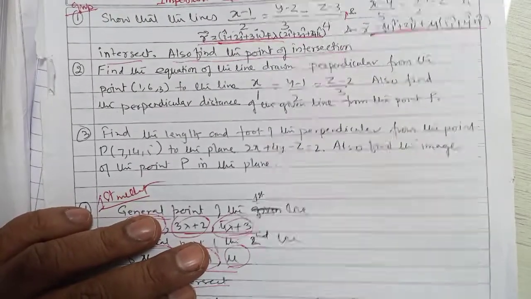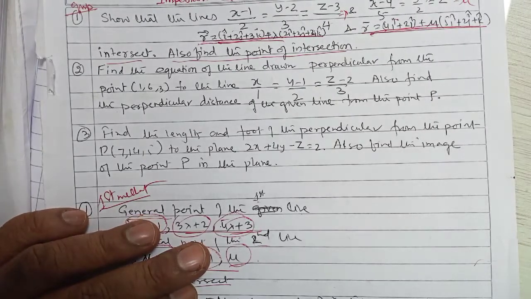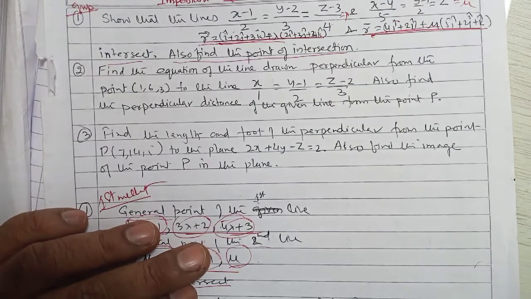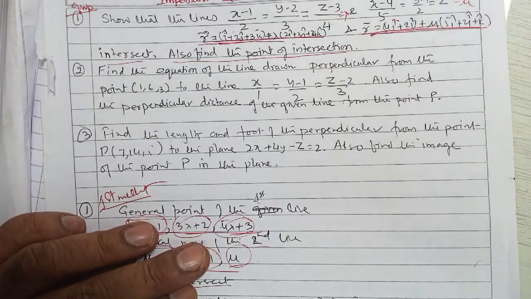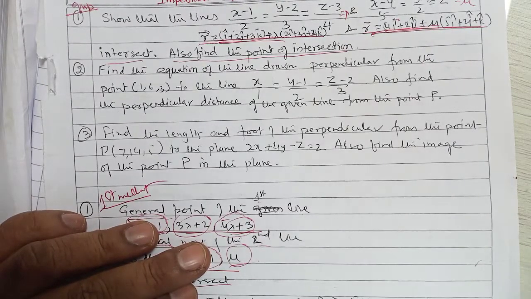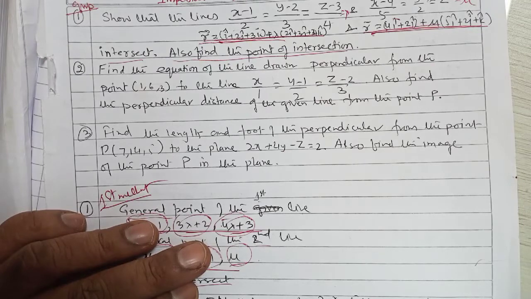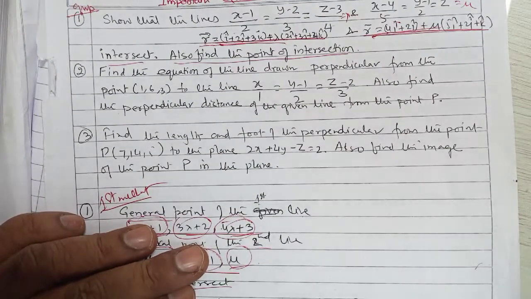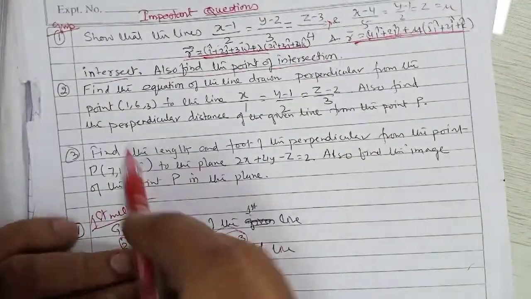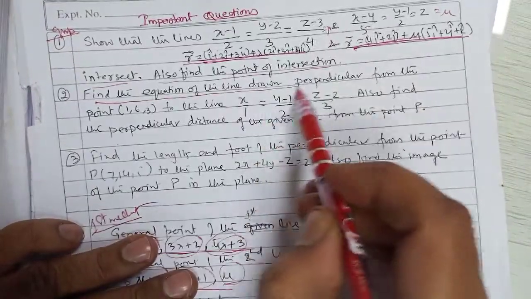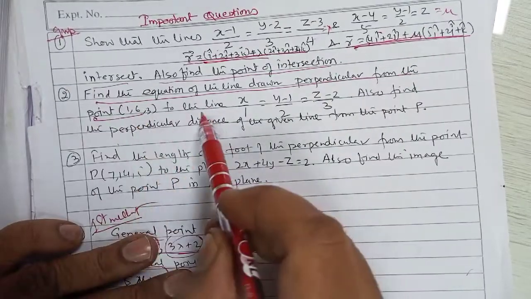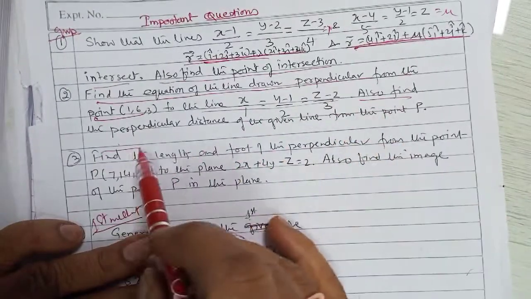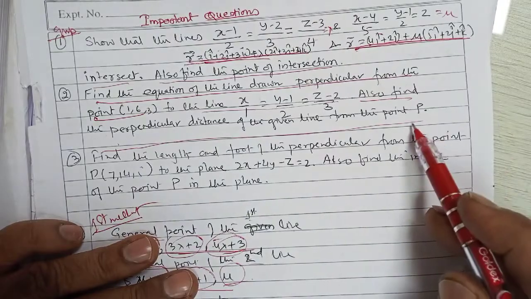Here I have taken two questions, 2 and 3. Foot of the perpendicular from a point to a line, and foot of the perpendicular from a point to a plane. Foot of the perpendicular from a point to a line in two-dimensional geometry was already done in class 11. Now we will do it in three-dimensional geometry. Our first question is: find the equation of the line drawn perpendicular from the point to this line. Also find the perpendicular distance from the point P.